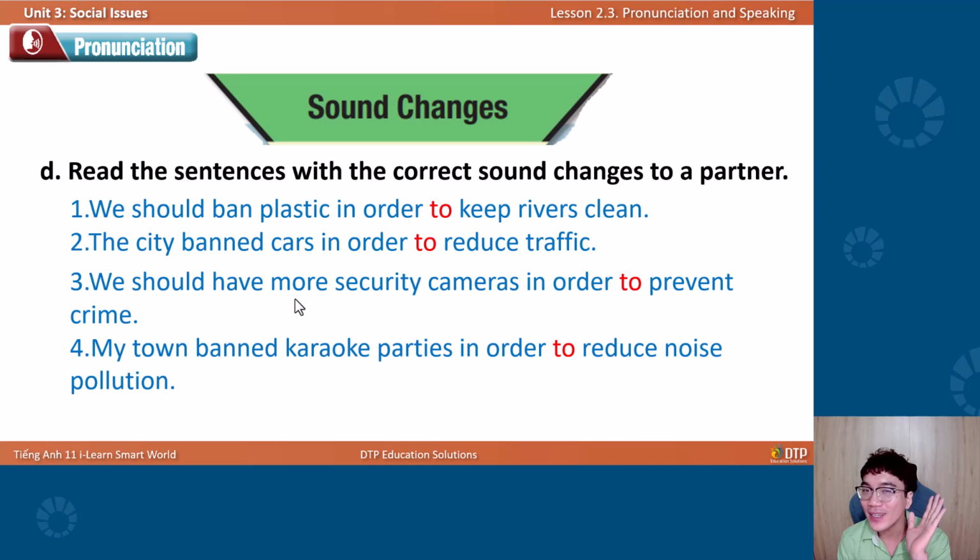Now, number one, can you read the sentence? Okay. We should ban plastic in order to keep rivers clean. Number two, please. Okay. The city banned cars in order to reduce traffic. How about number three? We should have more security cameras in order to prevent crime. How about the last sentence? Okay. My town banned karaoke parties in order to reduce noise pollution.